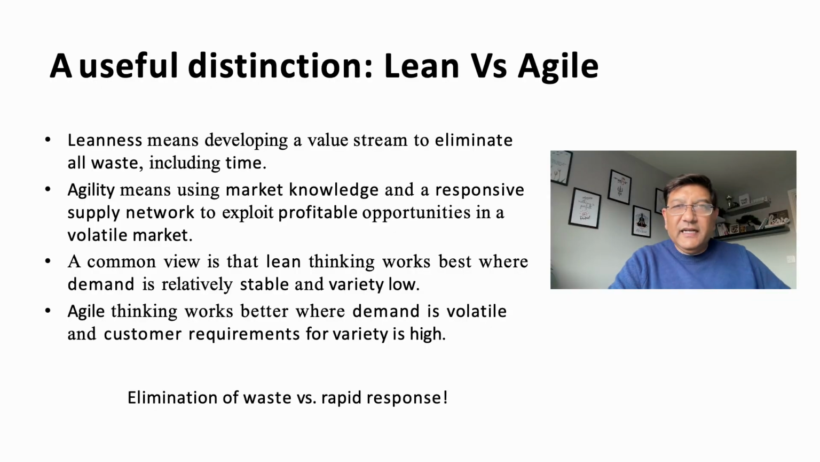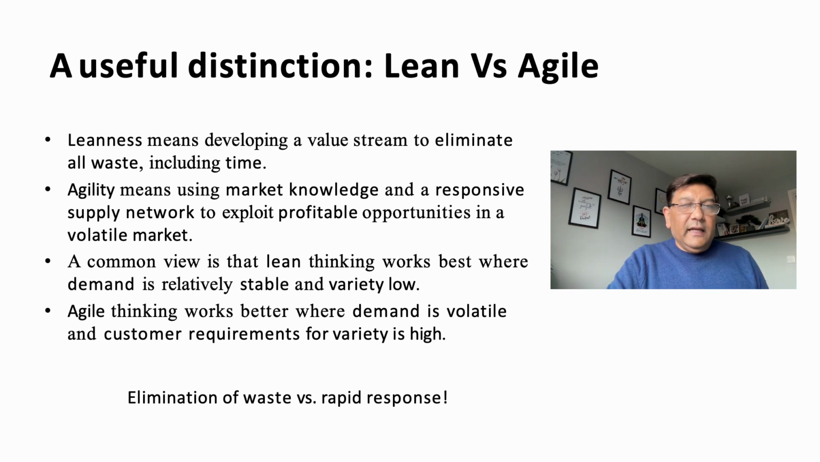So what is the difference between lean and agile? Lean means developing a value stream while eliminating waste and time, or reducing waste and time, while reducing the cost of the process. But agility means using market knowledge and a responsive supply chain network to exploit profitable opportunities in a volatile market. Why a volatile market? Because consumer demand is changing, the behavior of consumers is changing. A consumer might need a red color today, but tomorrow they might think about white. So the demand is changing.